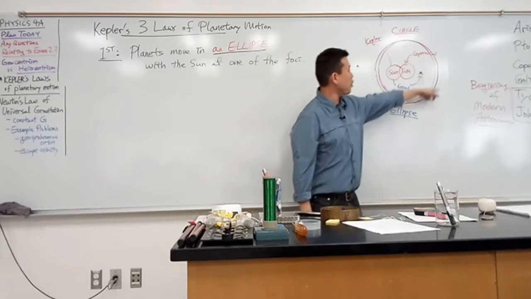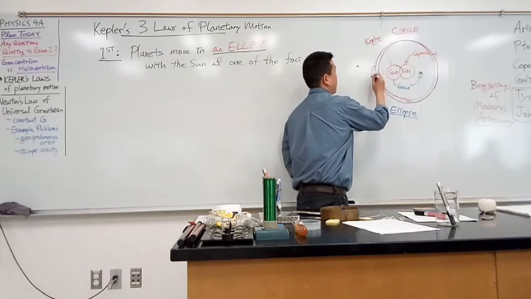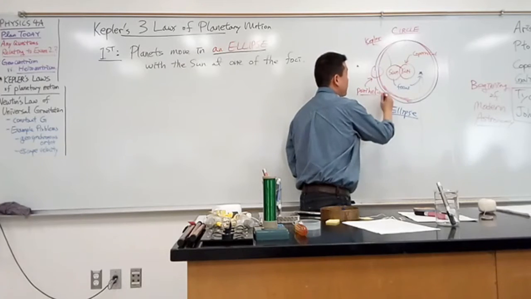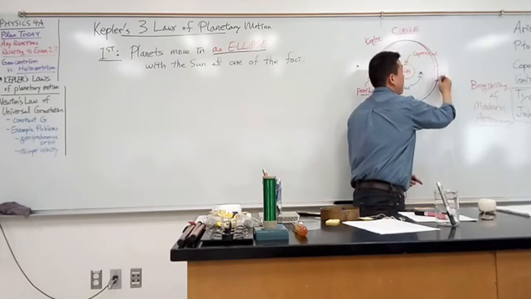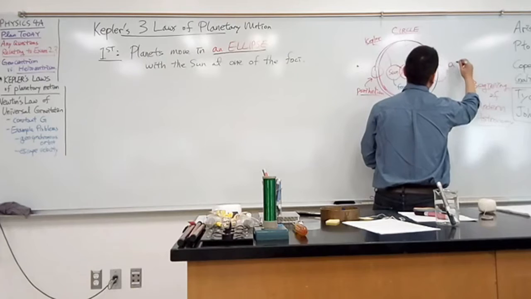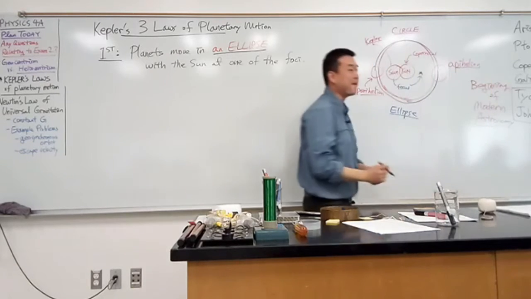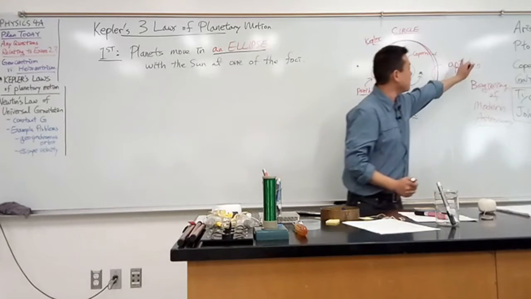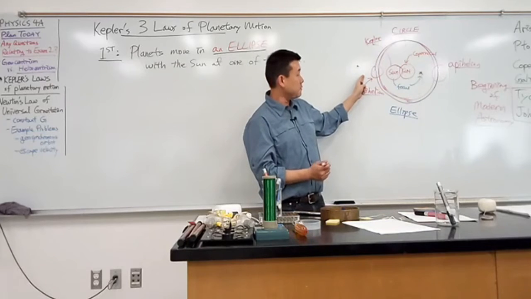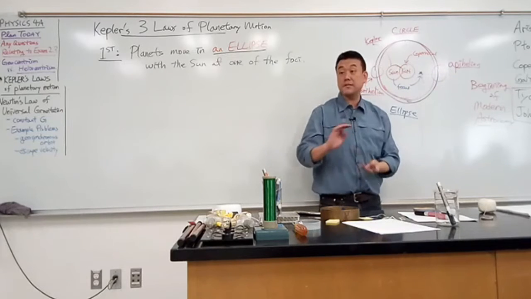In a planet's orbit, there's a part of the orbit that's closest to the sun. We call that perihelion. And there's a portion of the orbit that's farthest from the sun. We call that, I keep misspelling this, I think it's aphelion. This means away from the sun, this means near the sun. When a planet is at perihelion and when it's at aphelion, it actually does different things.